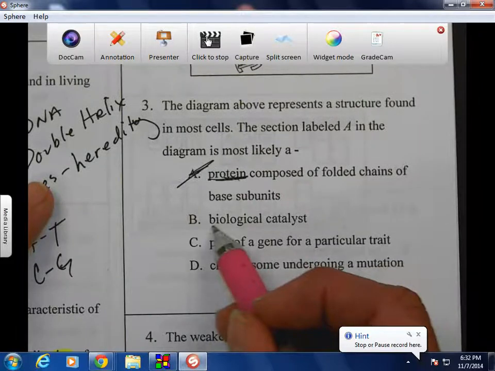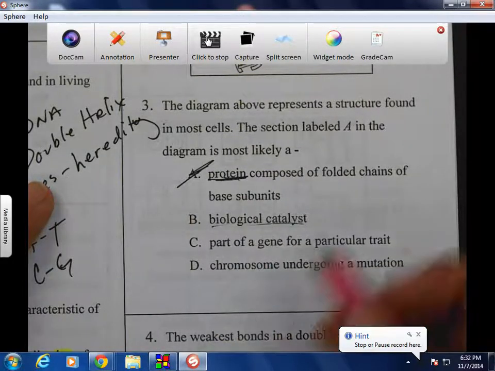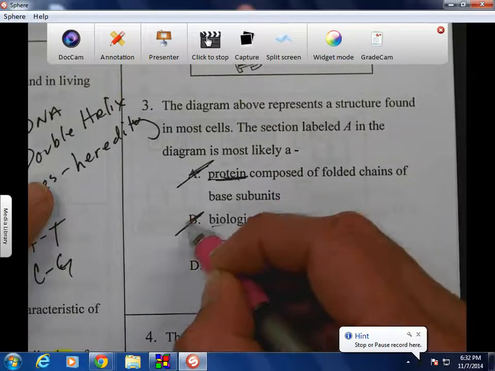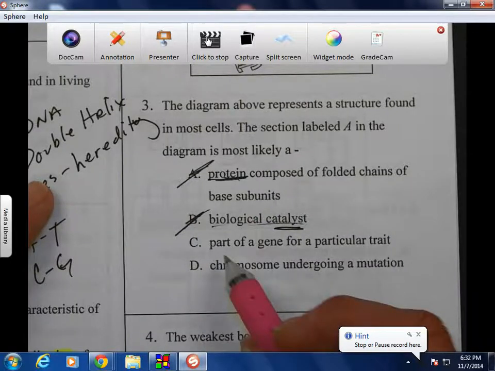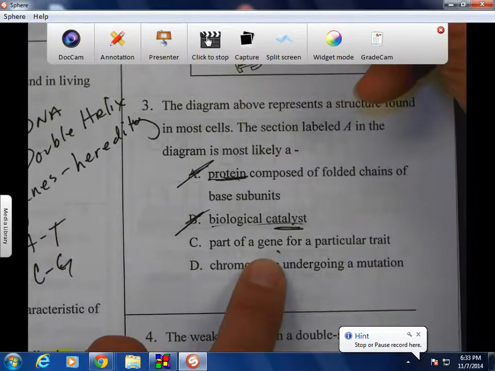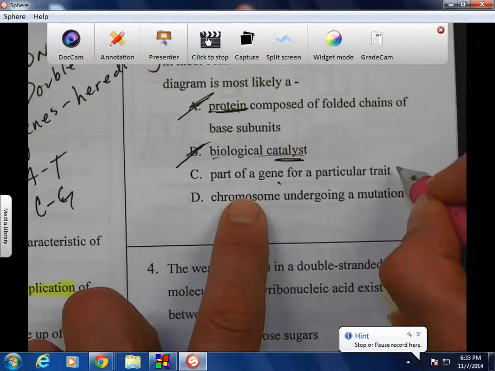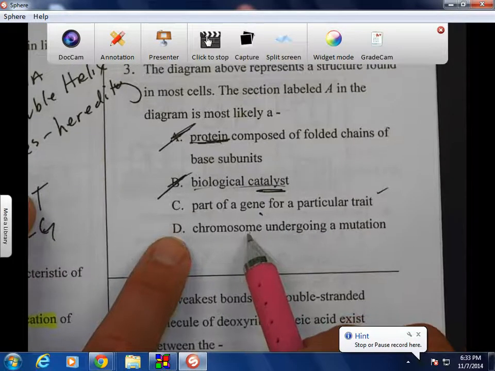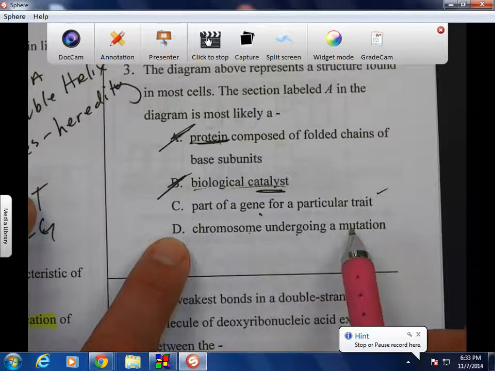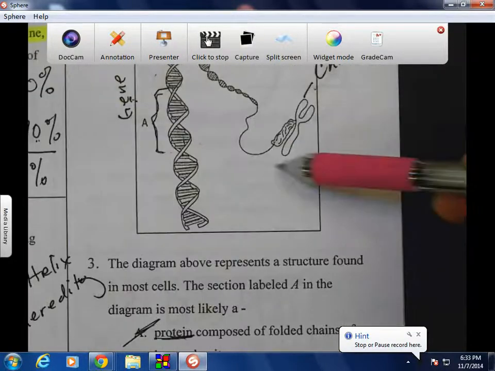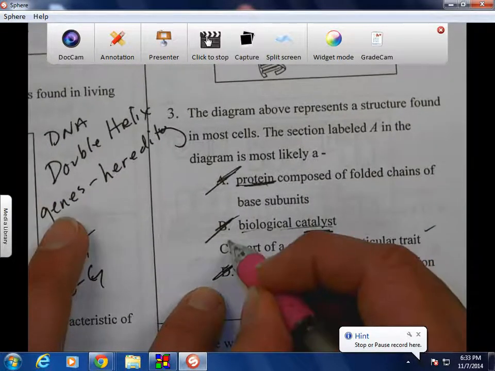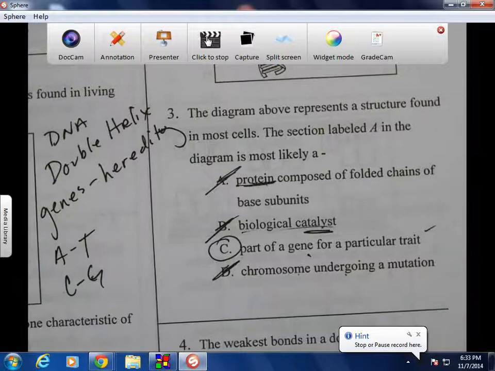Again, a biological catalyst, we really haven't talked about catalysts at all, so that's not the right answer. Part of a gene, well, I just said it was a gene from our vocabulary, so this might be it. And then D says a chromosome undergoing a mutation. Well, this is the chromosome, and that's not what's labeled, so that's not the right answer. C is the correct answer.